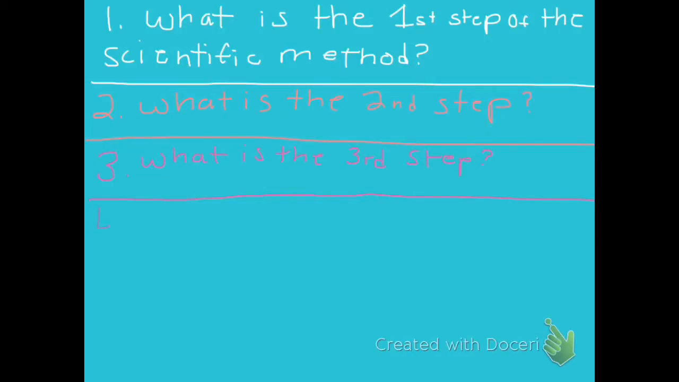Now for question 4. What is the 4th step of the scientific method? Write that down on a piece of paper. Now for the 5th question. What is the 5th step of the scientific method? Write that down on a piece of paper, and the answers are coming up next.